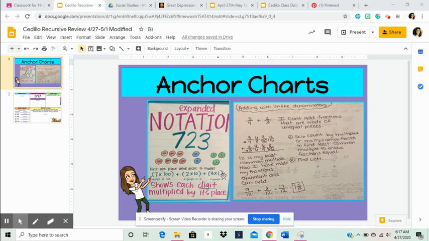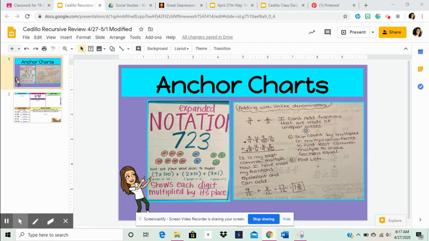When I add those 3 up, because I have 7 times 100, that would give me 700, plus 2 times 10, that would give me 20, plus 3 times 1 would give me 3. I would then add up 700 plus 20 plus 3 to get 723. So expanded notation is showing each digit multiplied by its own value.